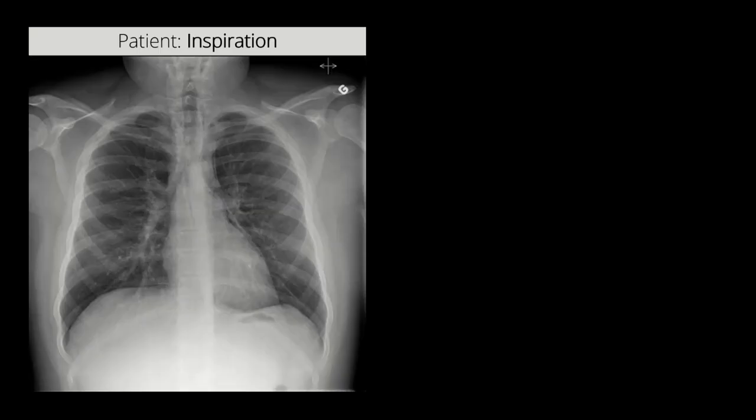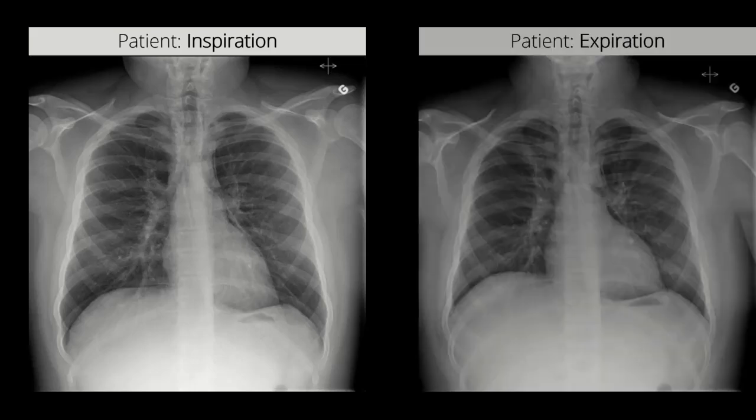Here is the same radiograph shifted over to the left. It's taken at inspiration as any good PA view would be. Now the chest x-ray was repeated at the point of expiration for comparison. What do you see now?